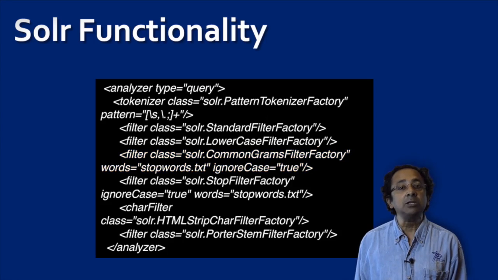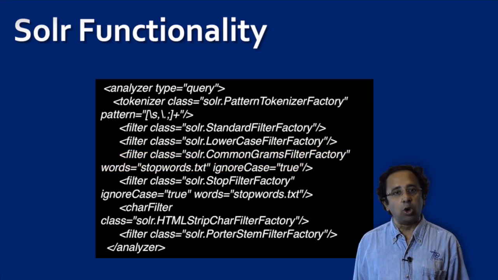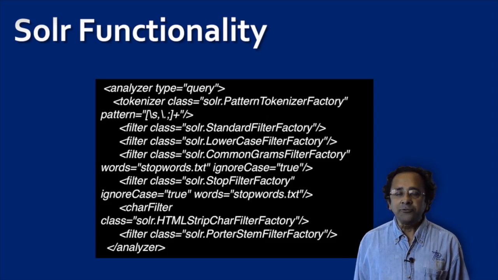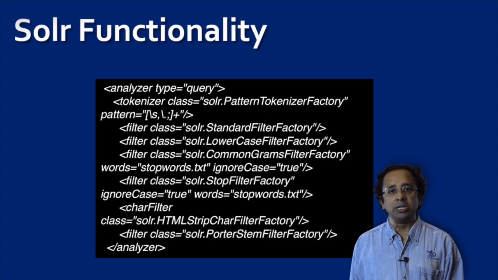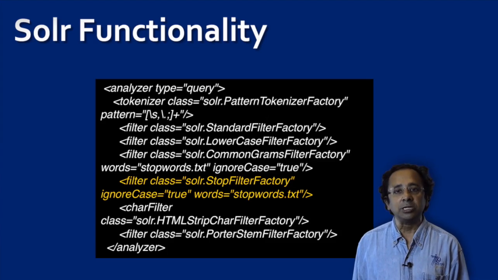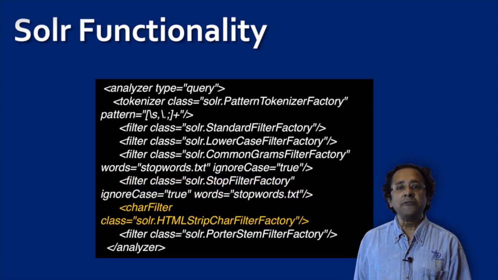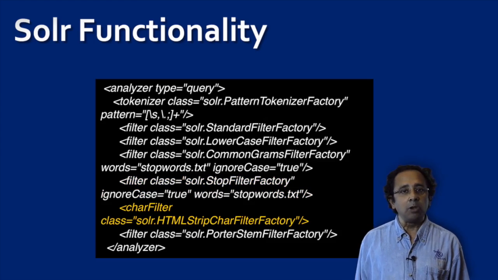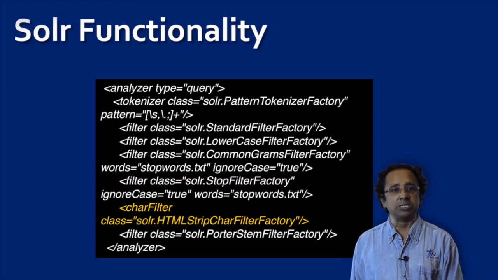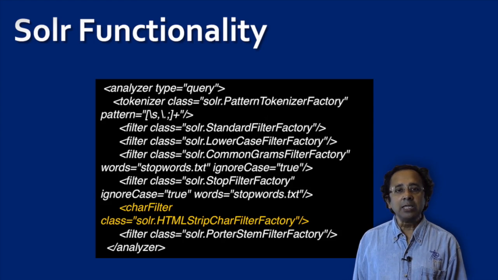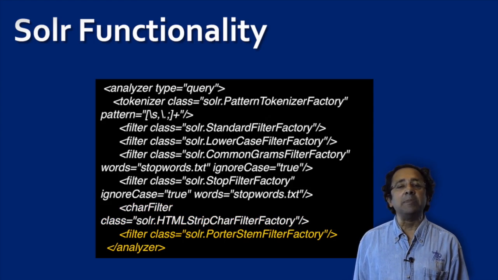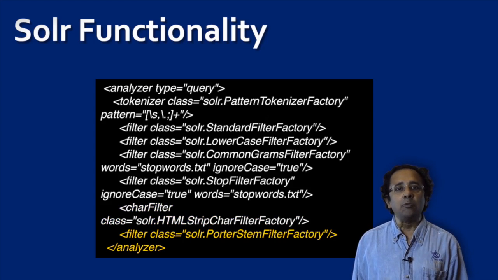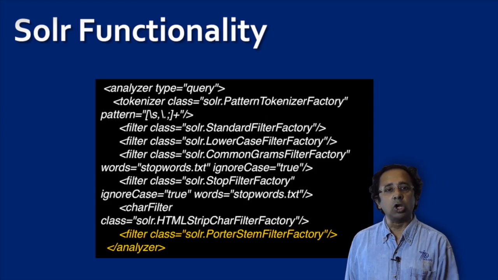Now the filters here are executed in order. After the common grams filter is already done, the next filter removes all the stop words in the file. The fifth filter makes sure that if the query is coming from a web form, all the HTML characters are stripped off. Finally, the remaining words are stemmed so that runs and running in the query would match the word run in the document.